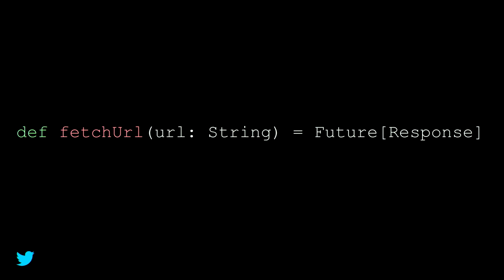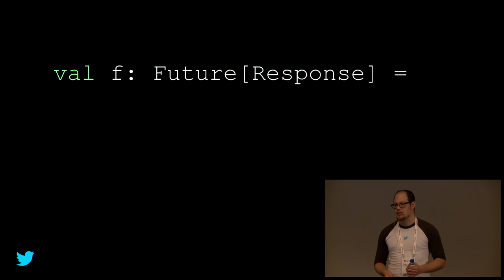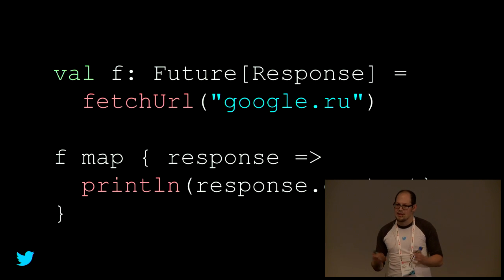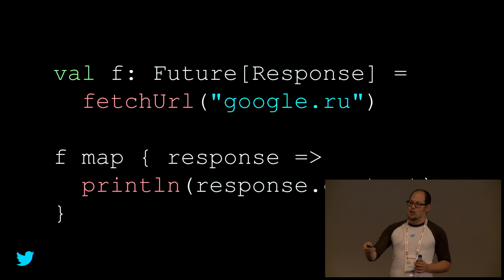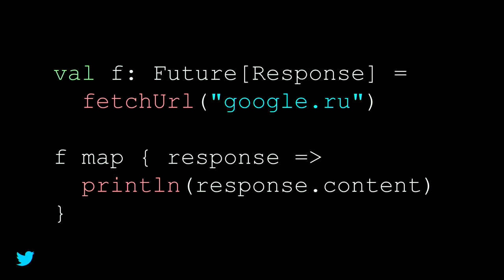Here we have a method called fetchURL. It takes a URL, a string, and it returns a Future of a Response. So just like options, a future is a container. You can have a future of anything, right? Here we just have a Response class that has, you can imagine, getContent or whatever. Here we're going to call fetchURL with google.ru, and we're going to assign that to f, okay?